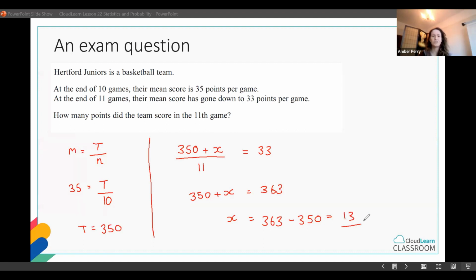And again, just go back to the question and check, does this make sense? And it does make sense because it's quite a low number. If their average score is 35, we wanted a number that's less than that because the mean has gone down. If the mean had gone up and we got a number less than 35, it wouldn't make sense. Okay, so we need to check, does this make sense? And yes, I would say it does.